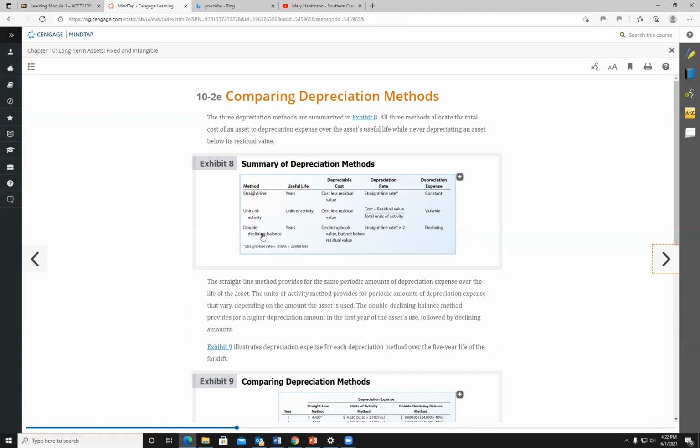And for double declining, the useful life, again, is years. The depreciable cost is the declining book value, but never below the residual value. And the depreciation rate is your straight line rate times 2, and the depreciation expense is constantly declining.